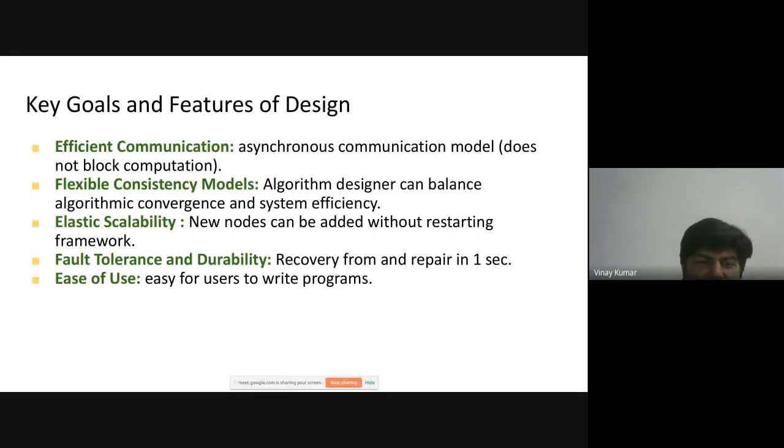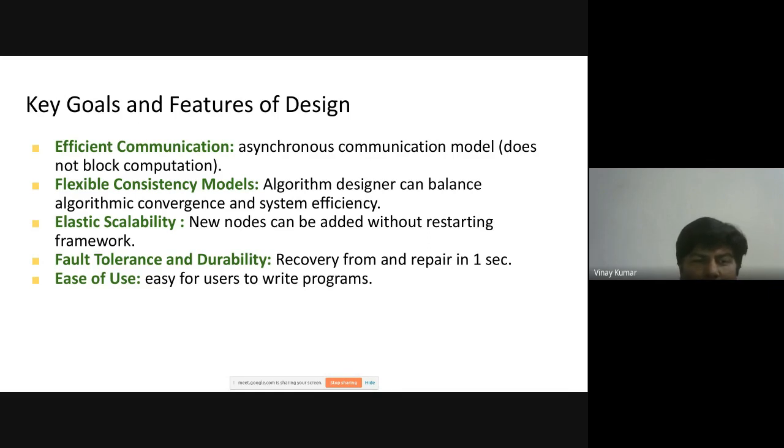So flexible consistency model is the next key goal, where algorithm designers should balance algorithmic convergence considering system efficiency. Here the designer must be aware of the system processing power, memory consumption, etc. at the time of design phase.